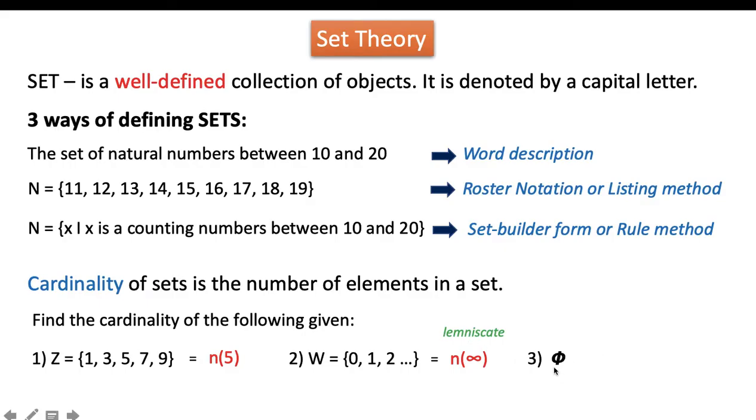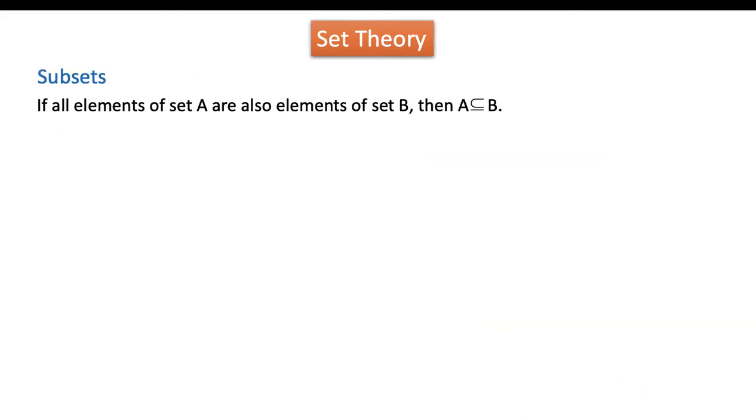This symbol here means null set or empty set. It is similar to this symbol, a curly bracket with no elements. So obviously, the cardinality is 0 because it does not contain any elements.